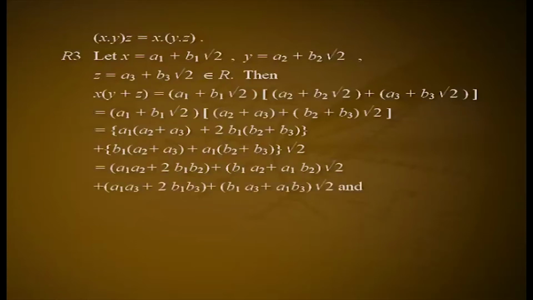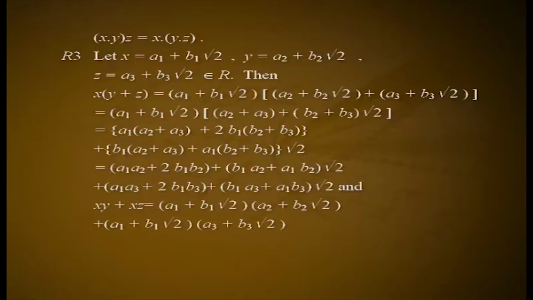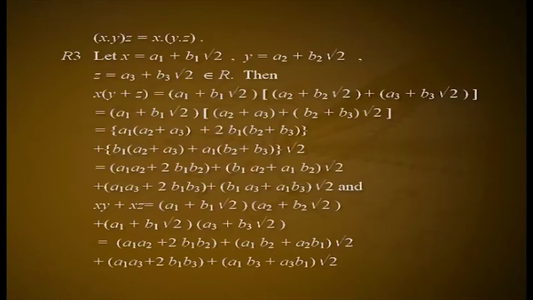And x·y + x·z is equal to (a1 + b1√2)(a2 + b2√2) + (a1 + b1√2)(a3 + b3√2), which is equal to (a1a2 + 2b1b2) + (a1b2 + a2b1)√2 + (a1a3 + 2b1b3) + (a1b3 + a3b1)√2.